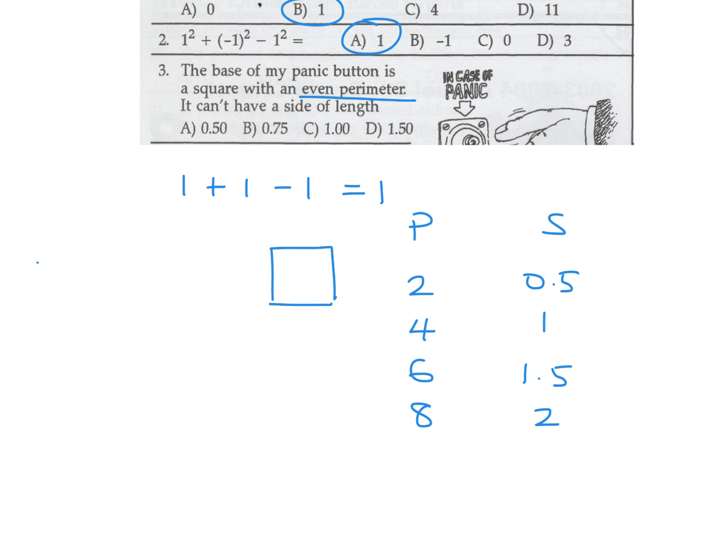So let's look at the answer choices. 0.5, okay, that's fine. 1.5, that's fine, and 1, that's fine. So this one I think it can't, because if the side length is 0.75, that means that the perimeter would be 4 times that, which is 3, and 3 is an odd number. So number 3, the answer is B.